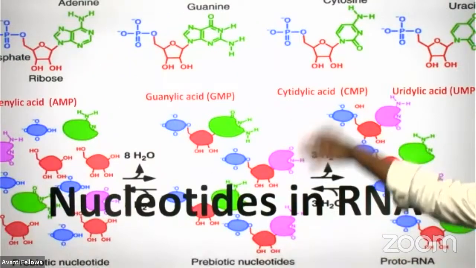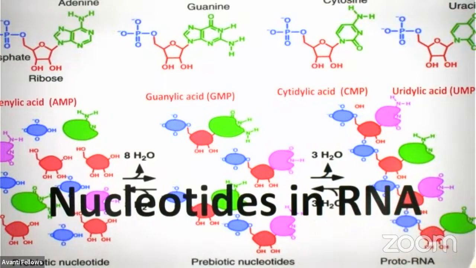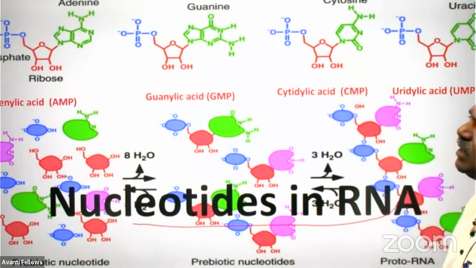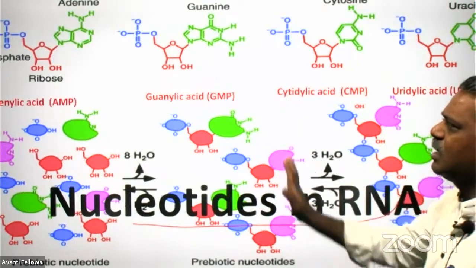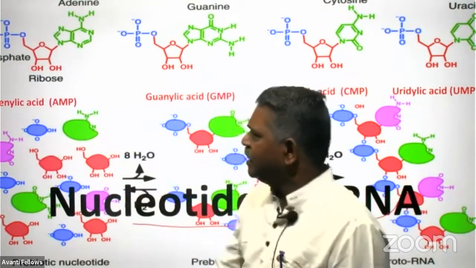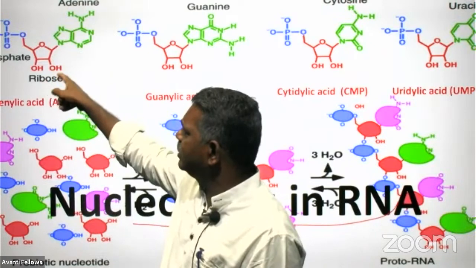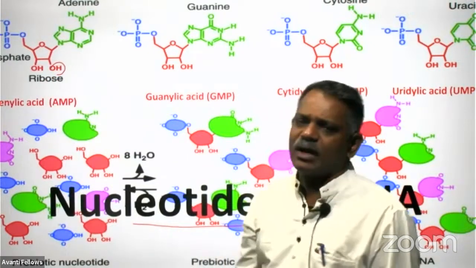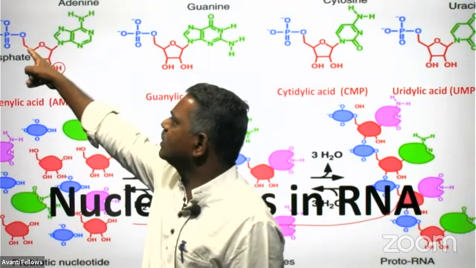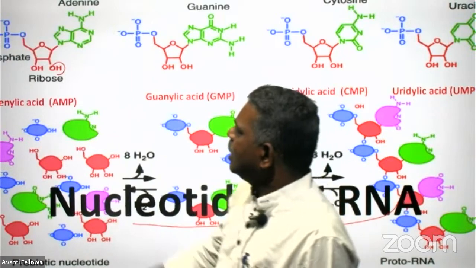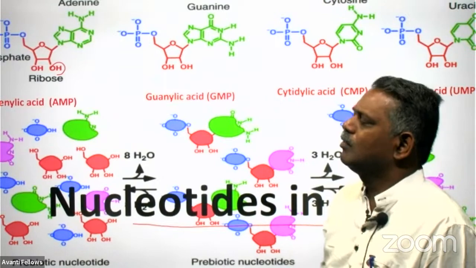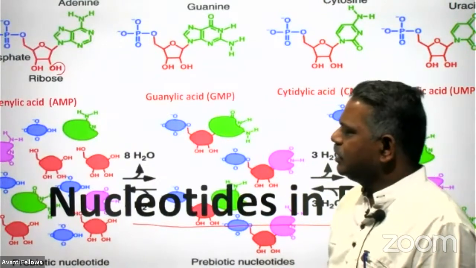Then we come to the nucleotides in RNA. Four types are there, and the nucleosides of the RNA are connected to the phosphate molecule. Here you can see this is ribose sugar, and in the second position you can find this OH group. The ribose sugar is connected to adenine by the first carbon atom, and the fifth carbon atom is connected to the phosphate molecule to form adenylic acid or AMP, adenosine monophosphate.